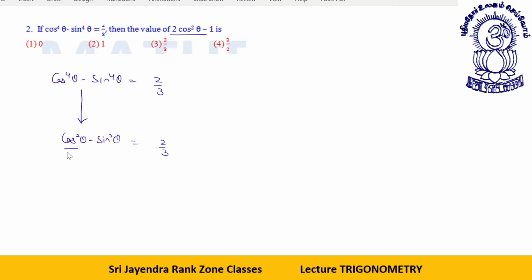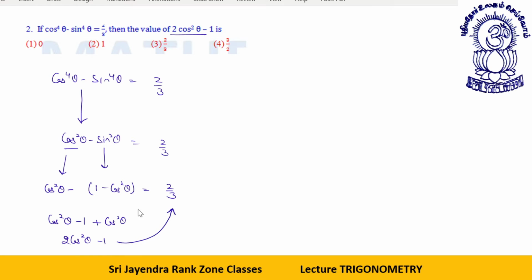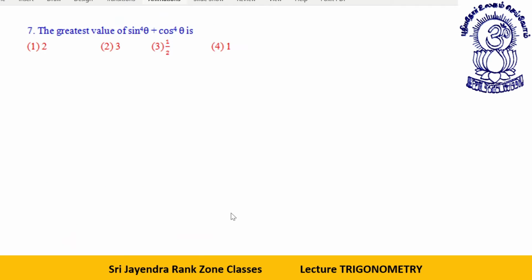Now this is cos square theta. I write it as it is, minus sine square theta is 1 minus cos square theta. This is equal to 2 by 3, or I can say cos square theta minus 1 plus cos square theta. This will be written as 2 cos square theta minus 1. This is nothing but 2 by 3. I will teach you a few formulas later in the classes. By those formulas, you will directly be able to tell this is actually 2 by 3. Okay, that is option 3, your answer. Clear? Next one.